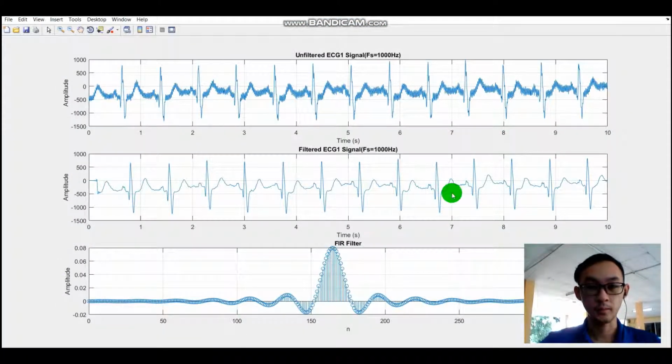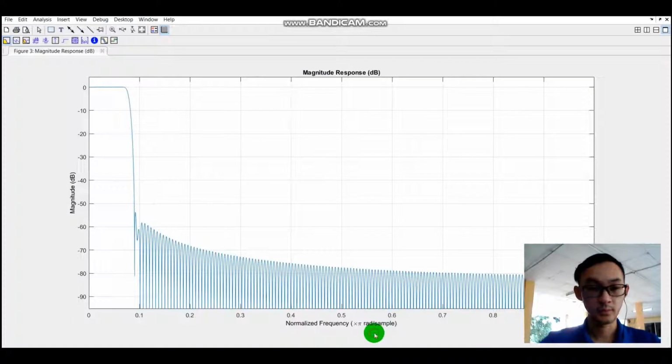So this is the outcome of the filter. This is the ECG1 signal without the filter, and after filtering we can see that there is no longer oscillation in the filtered signal. Here is the FIR filter that we have designed. This is the magnitude response of the filter.